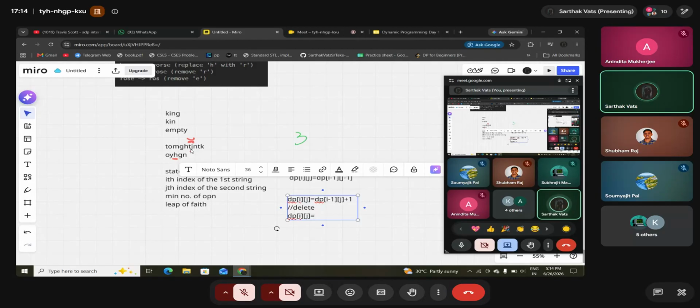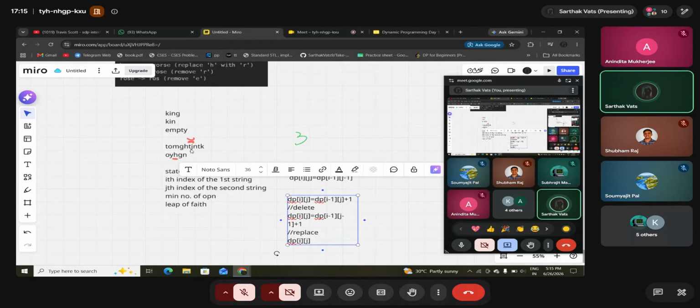So then I would again go to dp of i minus 1, j minus 1, right? And since I performed an operation, it's plus 1. This would be for replace. And what would be the third condition?